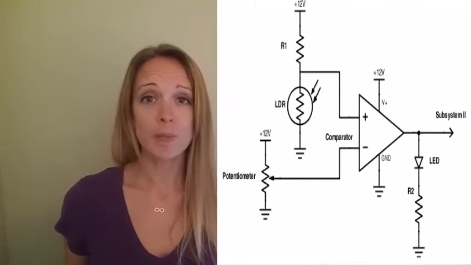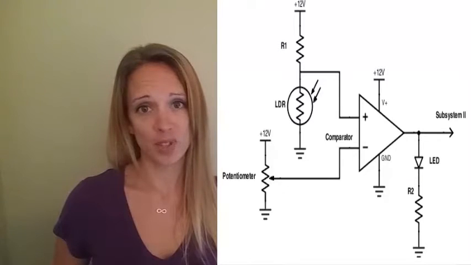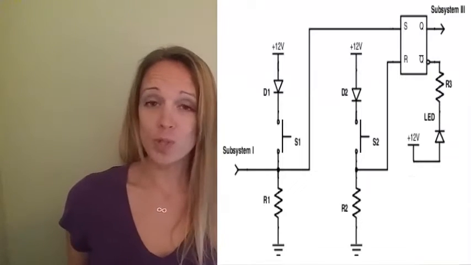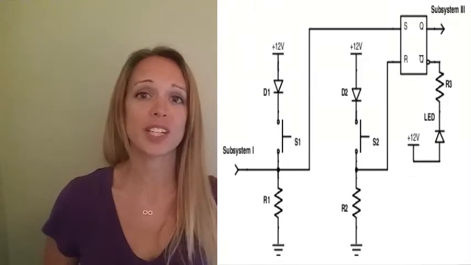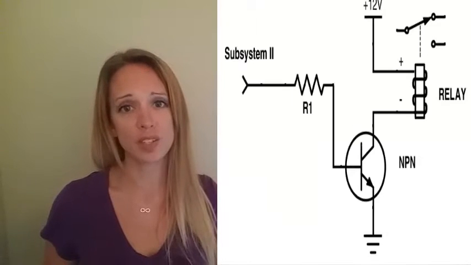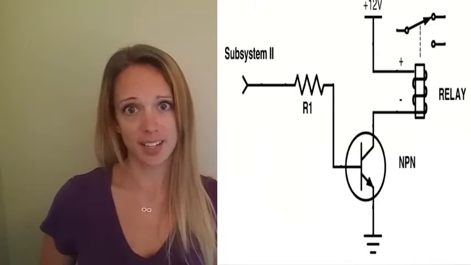Subsystem 1 is responsible for the automatic function of the circuit. Subsystem 2 is responsible for the manual function of the circuit, and subsystem 3 uses a transistor to switch the relay contact. Now that each of the subsystems are known, we can start narrowing down where the problems exist.